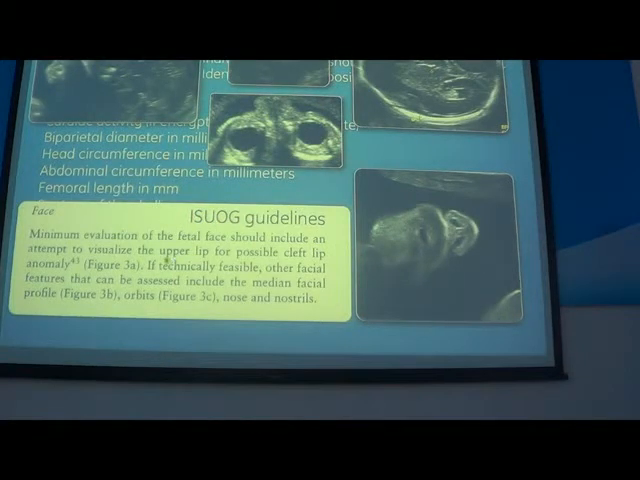And they ask to do a visualization of the upper lip. This is for the cleft lip. And if it's possible, they ask to do the median facial profile, so this one, orbits, this one, and the picture of the nose and nostril. So it's quite similar.